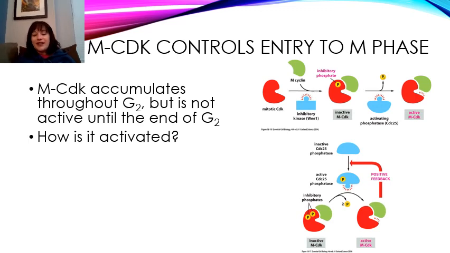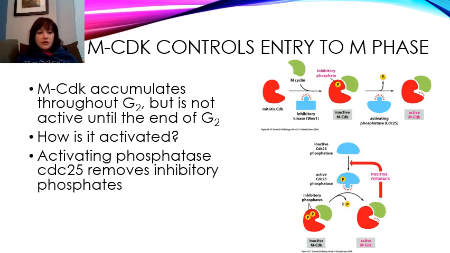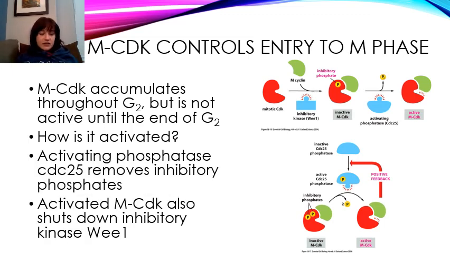So MCDK is a kinase, right? Cyclin-dependent kinase. So in addition to phosphorylating its target proteins downstream to tell the cell to go through M phase, it will also phosphorylate its activator, CDC25, which is a phosphatase. This phosphatase, remember, is inactive until it becomes phosphorylated. Also, it can shut down this inhibitory kinase Wee1. So Wee1 is what inhibits or turns off MCDK. So it can prevent its own inhibition as well.